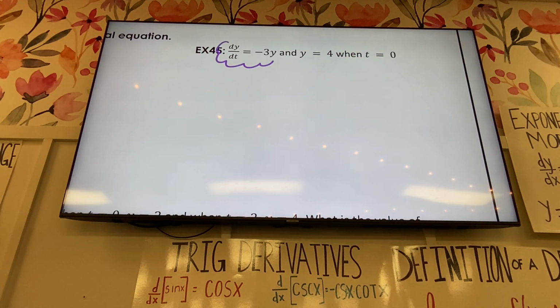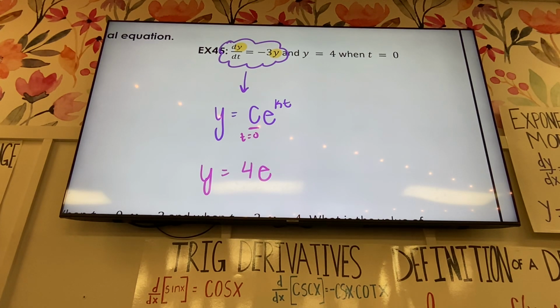So this guy here is my special differential. I know it's special because those guys match and it is proportional because it's being multiplied by some coefficient. So I can jump straight to my solution, y equals Ce to the kt. And I have to come up with my C and my k. C is always going to be your initial condition when t equals 0, which would be 4. And then this guy here is your constant of proportionality, -3.